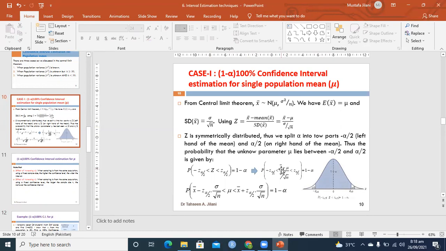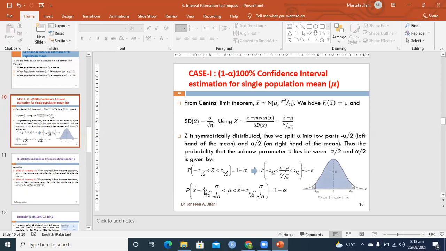I have to move this x bar on the left and right. And then I have to multiply by negative sign on the left and right. Finally, after solving, I will get a confidence interval for mu. Mu is in the middle. X bar minus some error, and Z alpha by 2, it's a table value, and sigma is the population standard deviation, by under root n, less than unknown mu, less than x bar plus.